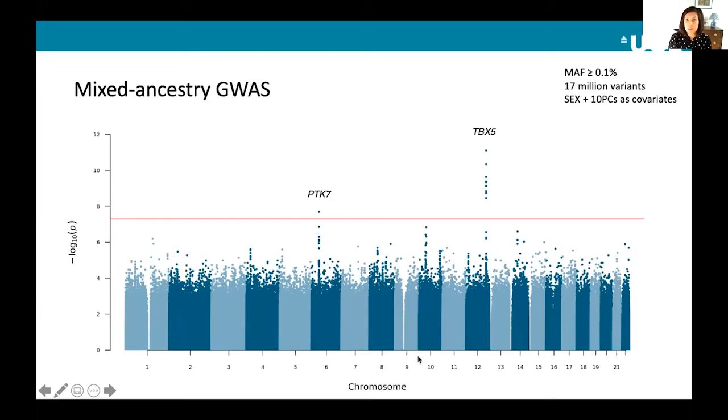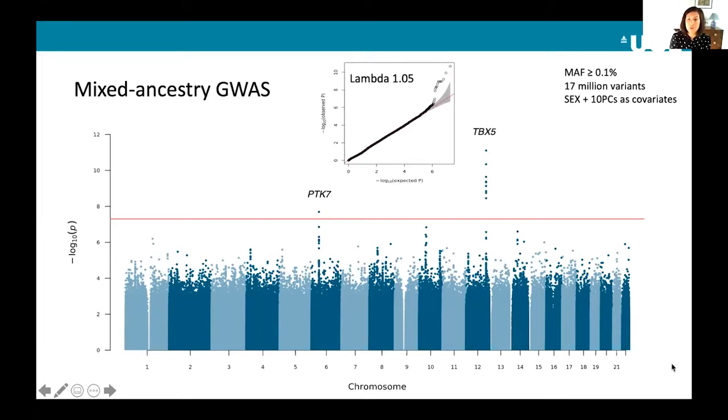This time, we can see that there are 2 regions in the genome that differ between cases and controls, one here on chromosome 6 and one here on chromosome 12. The QQ plot and the lambda of 1.05 indicate that the population stratification was well controlled in this mixed ancestry group. We also carried out conditional analysis to try and identify any secondary independent signals, but didn't find any. And there was no evidence of any epistasis or interaction between the lead variants at each of these loci.